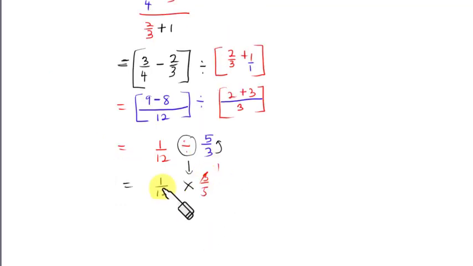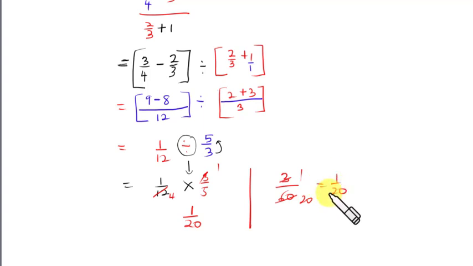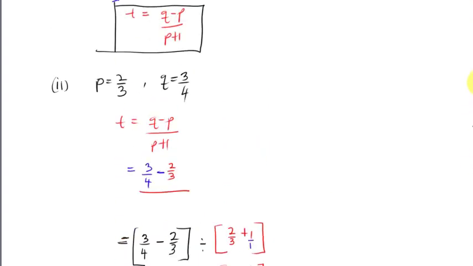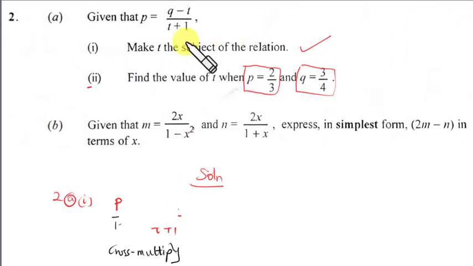3 here, 1, 3 can go into that 4. So 1 times 1, I have 1, and 4 times 5, I have 20. Or if you did not want to cancel, 1 times 3, you have 3, 12 times 5, you have 60, and still 3 here, 1, 3 here, 20. So you still come back to 1 out of 20. So that is how to solve the II. That's after making t the subject, that's how to find the value of t.